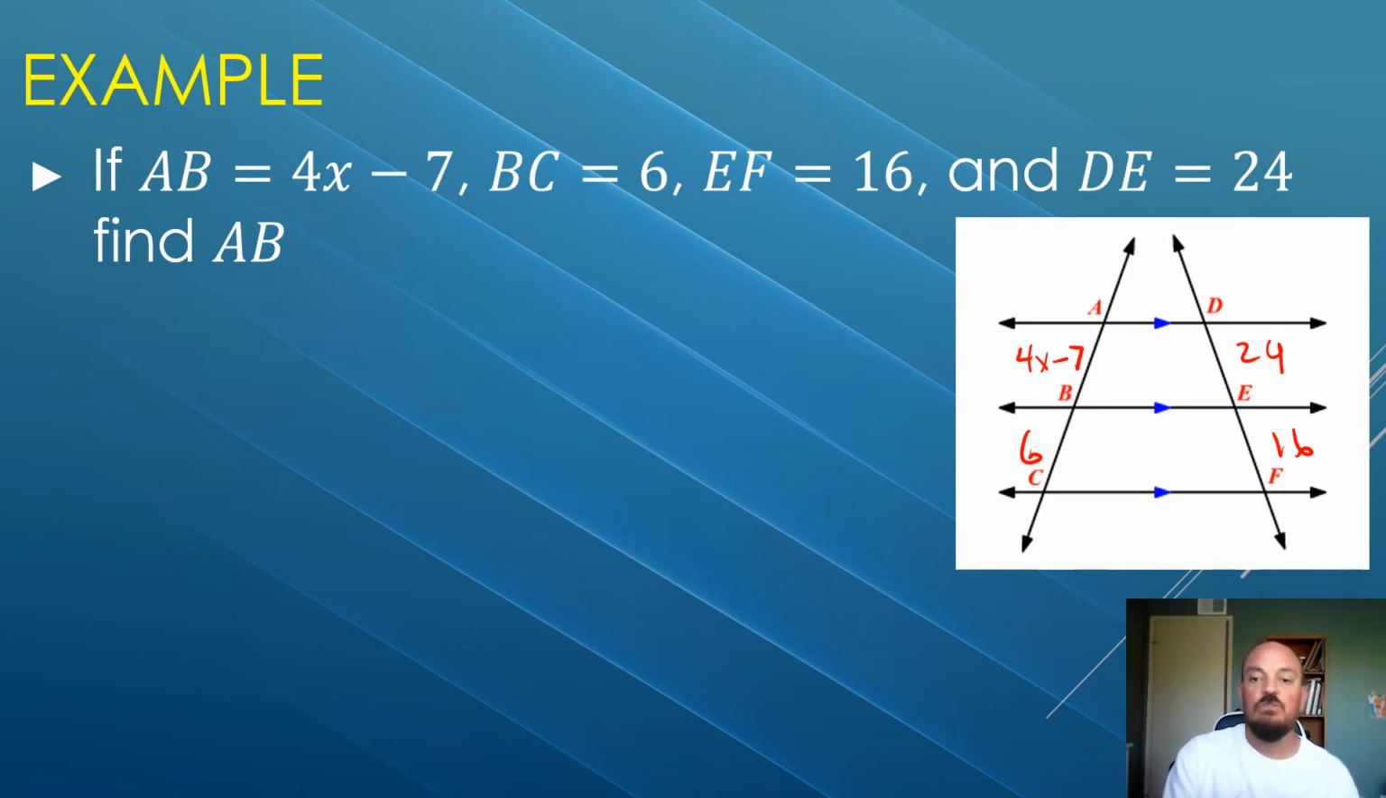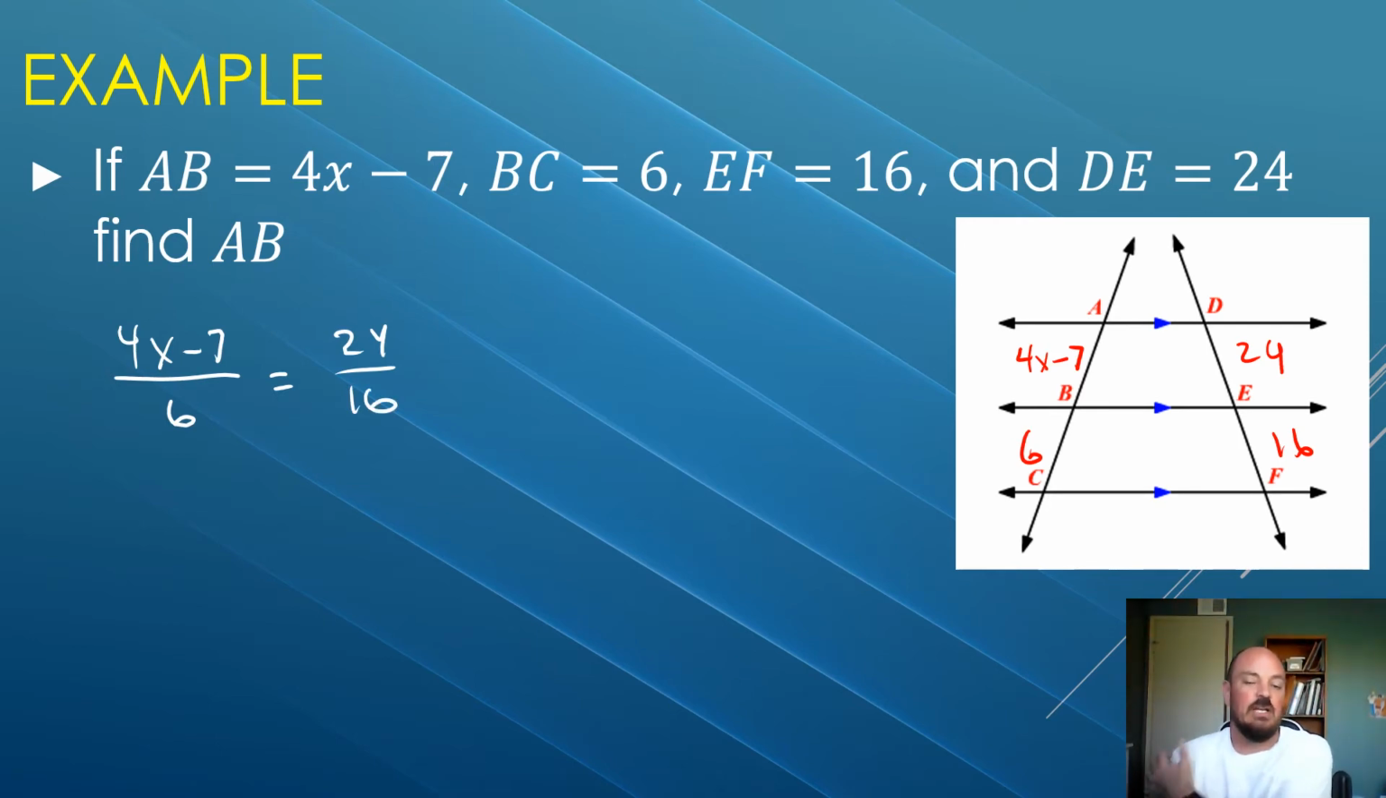So let's make fractions. From the left side, I could do 4x minus 7 over 6 equals, and then the same thing on the right, that would be 24 over 16. Now, like we did earlier, 24 over 16 can be reduced, and that makes your work a little easier in the long run. So let's rewrite it as 4x minus 7 over 6 equals, now take the 24 and the 16, reduce it by 8. Divide each of those numbers by 8, and you get 3 over 2.